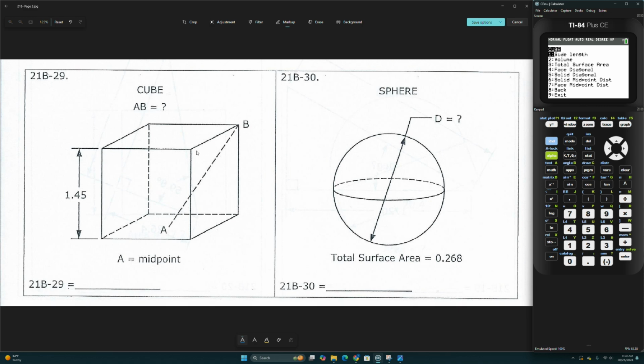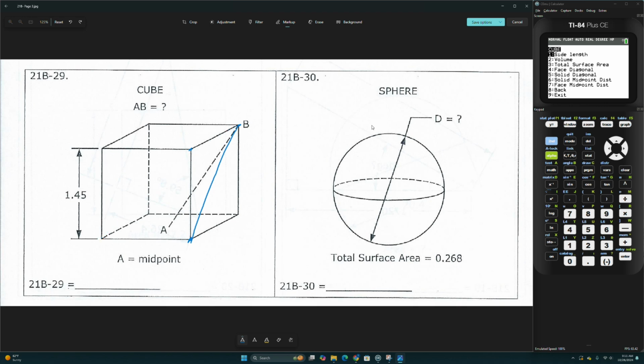You have the side length, which is, for example, this corner right here to B. That's a side length. You've got the volume, which is that side length cubed. You've got the total surface area, which is the side length squared, multiplied by 6. You've got the face diagonal, which is from B, for example, all the way down here. That would be a face diagonal. You've got a solid diagonal if it goes from corner B all the way to the other corner of the cube. And then of course we have the midpoints.